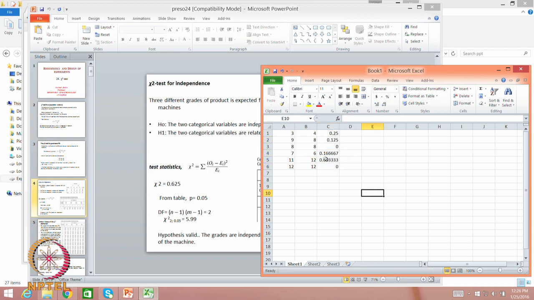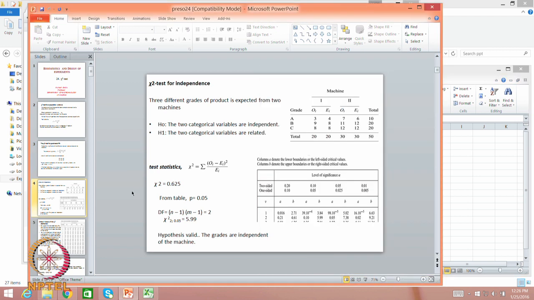We do the same thing for all the data, and then we add them up. The summation comes out to be 0.625. So the summation of observed minus expected, squared, divided by expected, comes to be 0.625. Now let us go to the table.